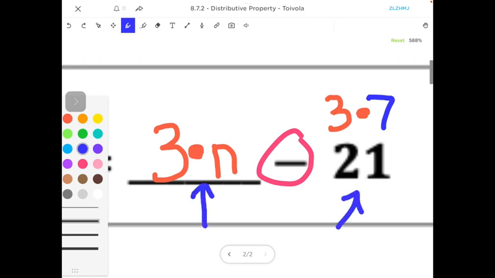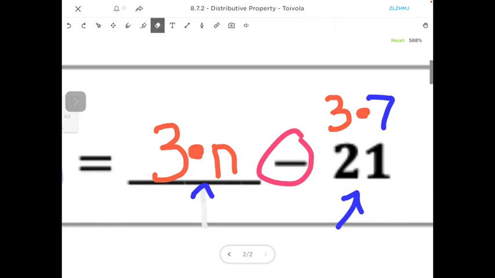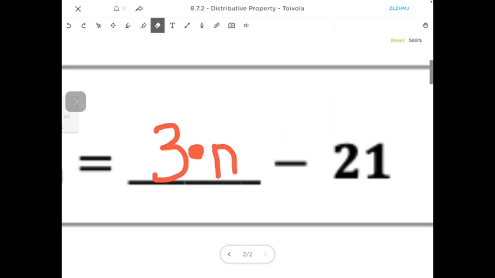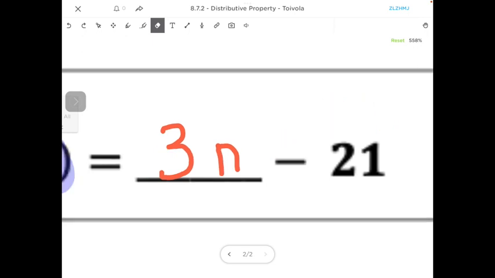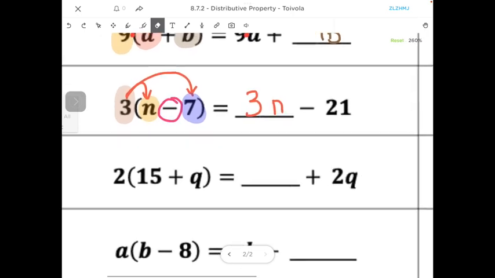We don't know what 3 times n is because we haven't been told what n is. If n was 2, I could multiply. If n was 10, I could multiply. Even if n was 3 2/3, I could multiply. But because we don't know what n is, we have to leave it as 3 times n, or the other way to write that is just 3n. All right, let's try the next one.